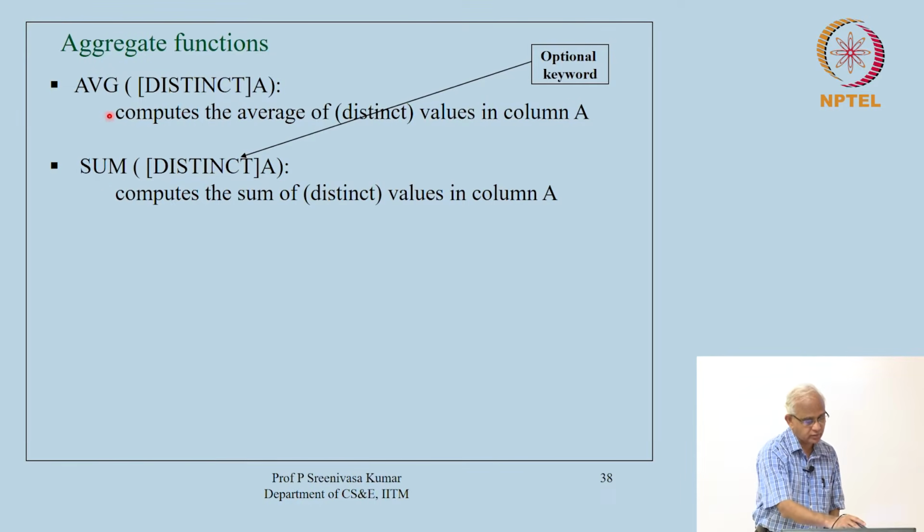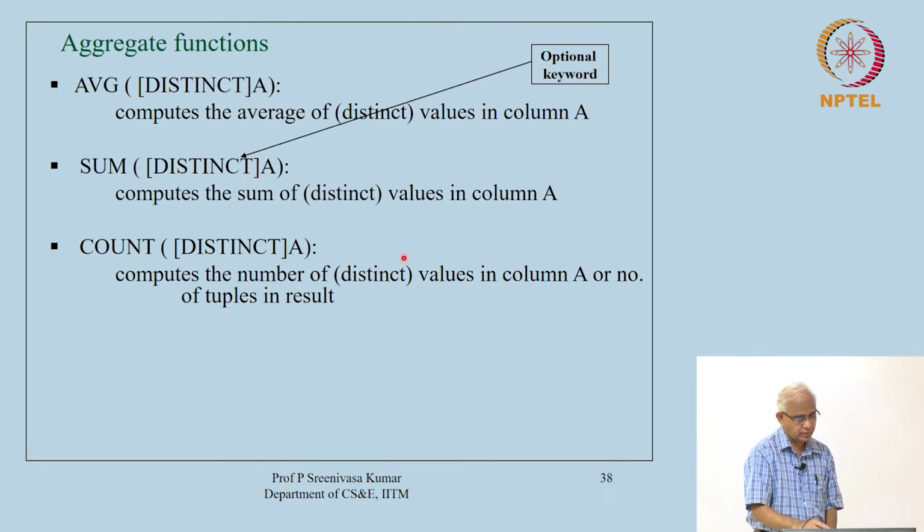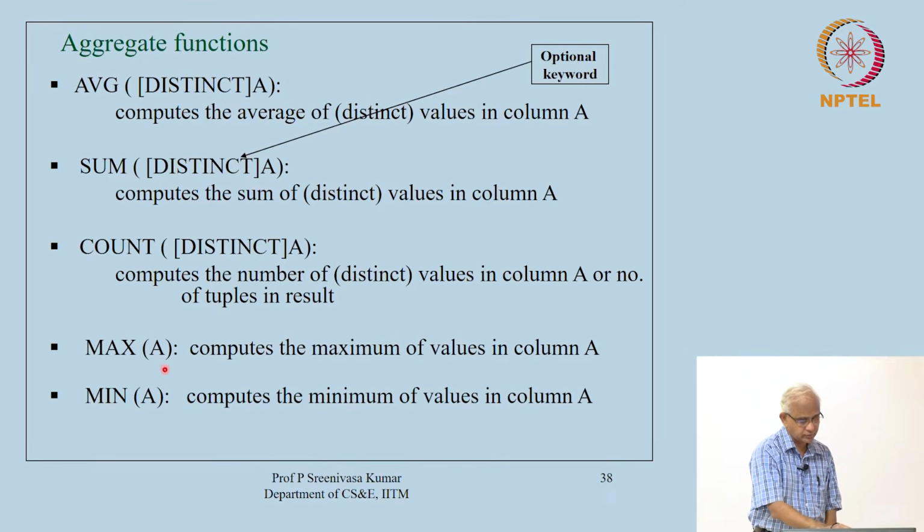In a similar way, sum computes the sum of values in a column and count computes the number of values in a column or number of tuples in a result, and max computes the maximum of values in the column A and min the minimum of values in column A. So, these are the aggregate functions that are available. If you need any other aggregate function, then the only way is for you to supply your own function and then invoke that, but we will see that much later.